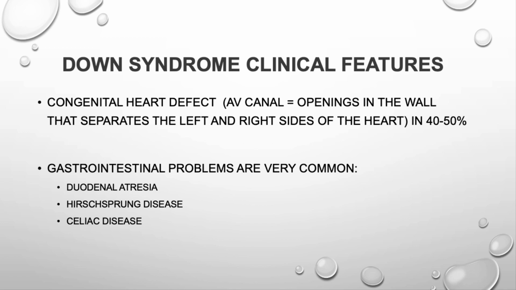In addition, Hirschsprung's disease can be seen in Down syndrome, and that is caused by lack of nerve cells in the distal parts of the intestine. That's basically what signals when the stools are ready to come out, and if you have issues with that, you may end up with severe constipation.